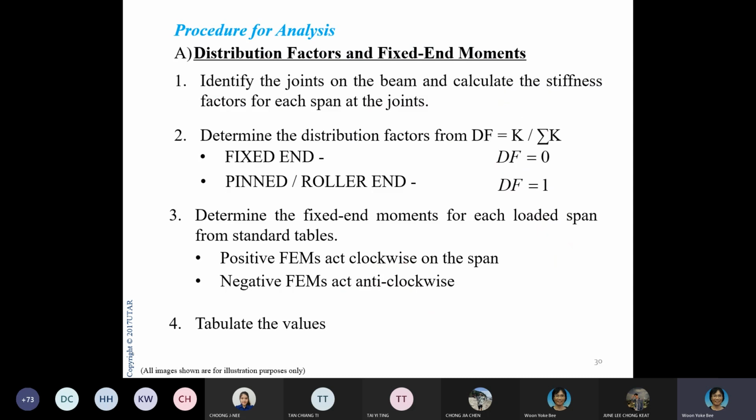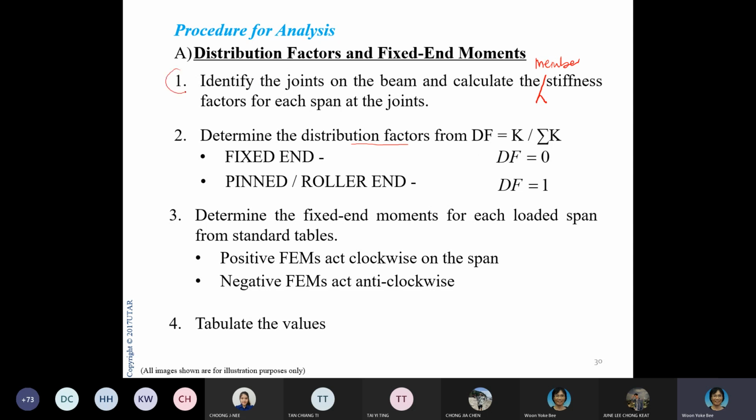So to sum up, for beam analysis, of course we need to identify, first and foremost, what are the joints on the beam. You calculate the stiffness factors for each span at the joints. Now, after you have calculated the member stiffness, please don't forget. Sometimes I forget to write this. Member stiffness. Then you determine the distribution factors.